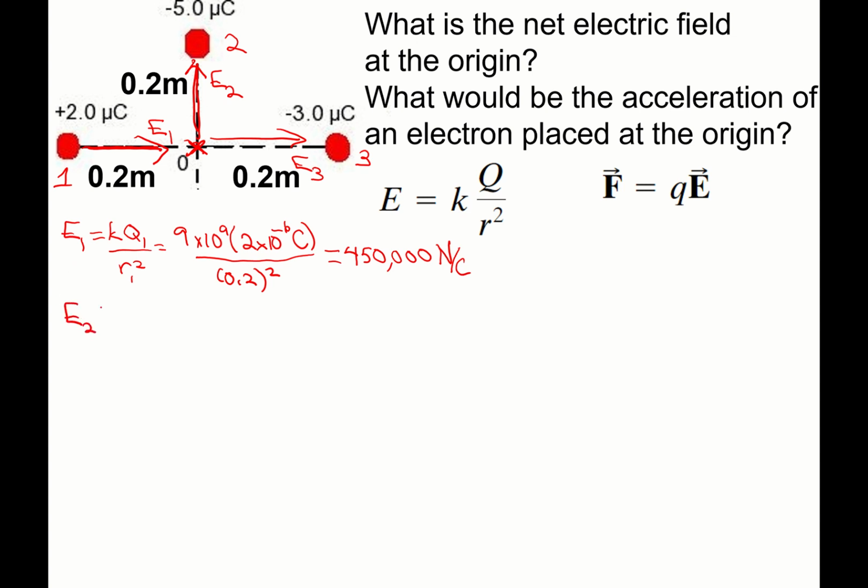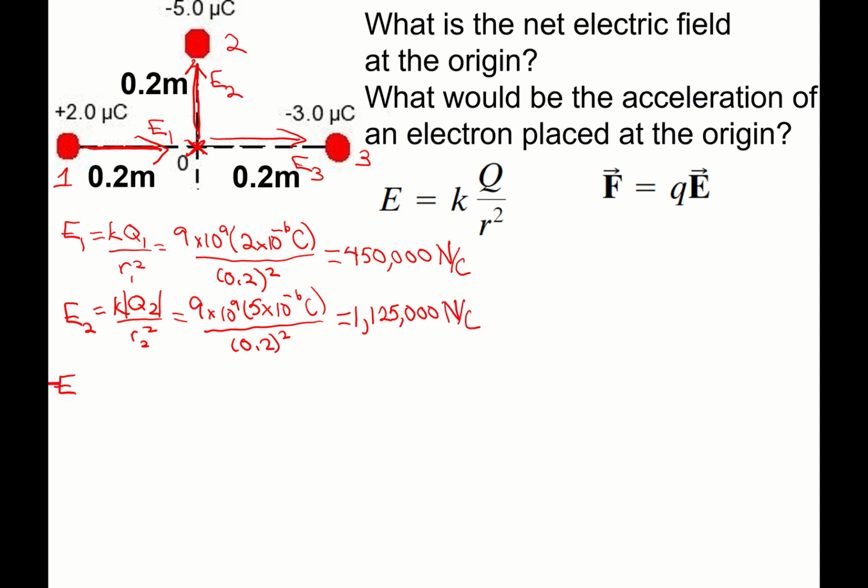E2 is going to be K Q2 over R2 squared. And I'm going to ignore the sign of the charge, the direction I'm just going to think about. So I'm going to use a charge of 5 times 10 to the minus 6 for Q2. And the distance again is 0.2 meters. Square that. And I get a big number, 1,125,000 newtons per coulomb.